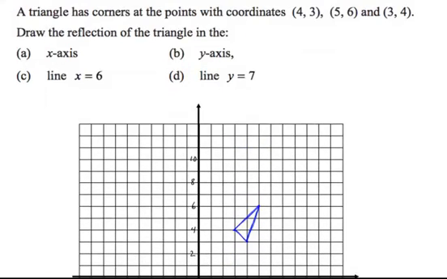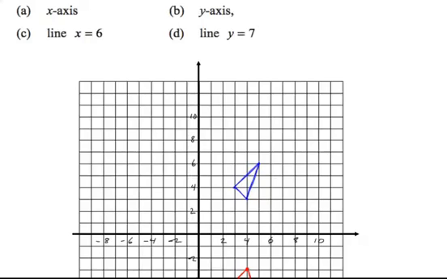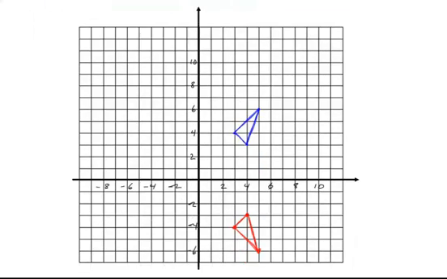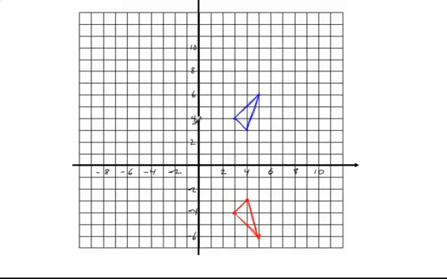So we're going to do the same thing in the y-axis. So the y-axis, of course, is right here. And so I'm not going to color it in this time. I'm not going to use a hashed line to make it. We're just going to remember that this is the y-axis.